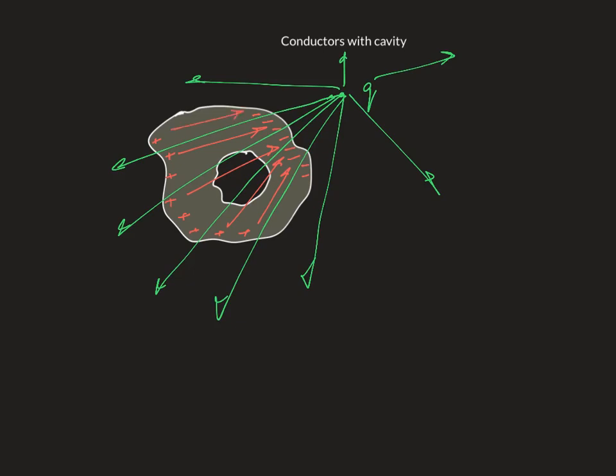that will make the entire field inside the conductor equal to 0. So the net field, the red one is, as you can see, the induced field obviously, the green one is the original field, and the net field inside the conductor will become equal to 0.